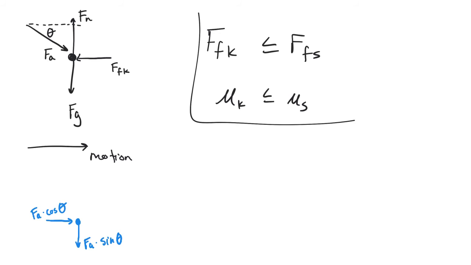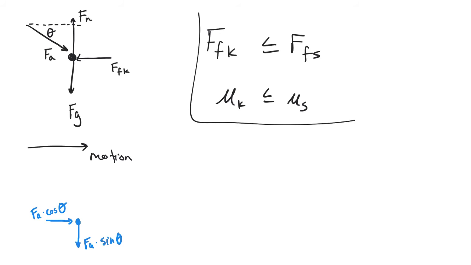And look what I'm doing already. I'm not even calling it FAX and FAY, because I think more and more students, when they see that, wonder what this extra subscript of x is. It just means the FA in the x component. So just multiply by cosine theta. If you want the force applied in the y component, just multiply by sine theta. It is the same for every single problem. It never changes.